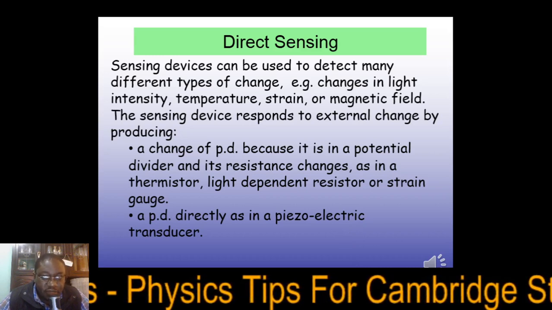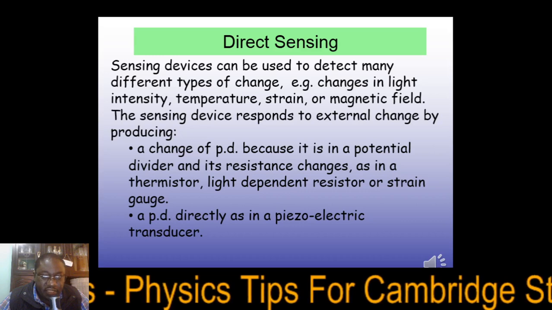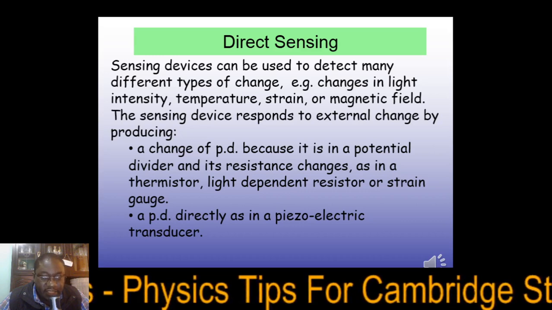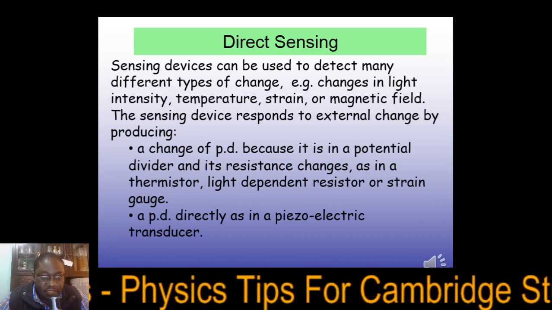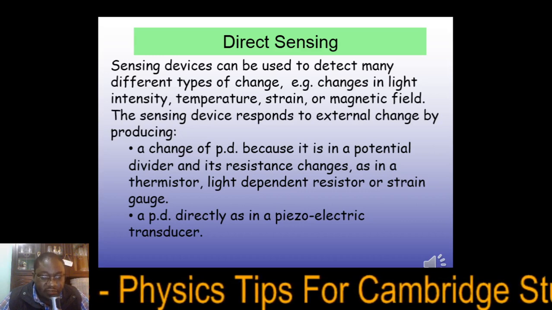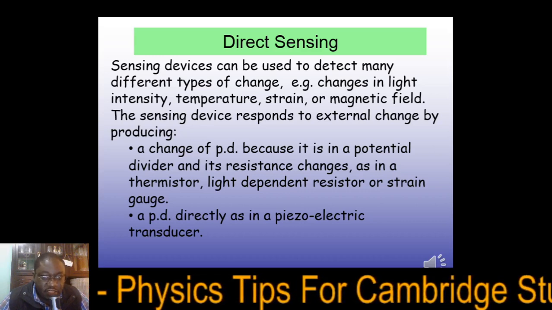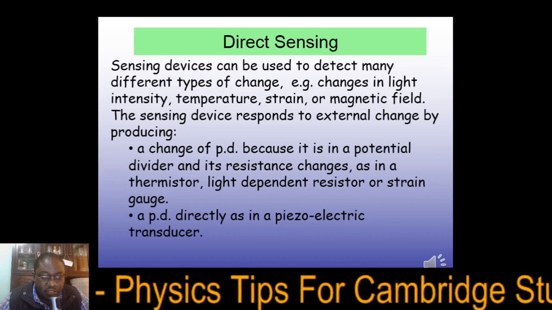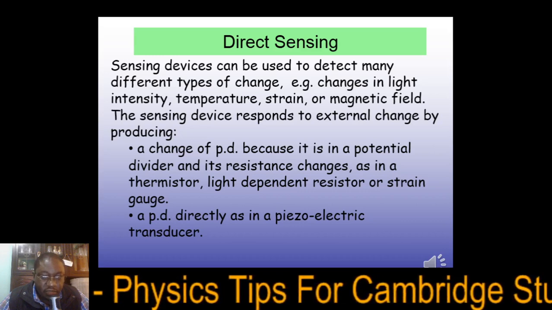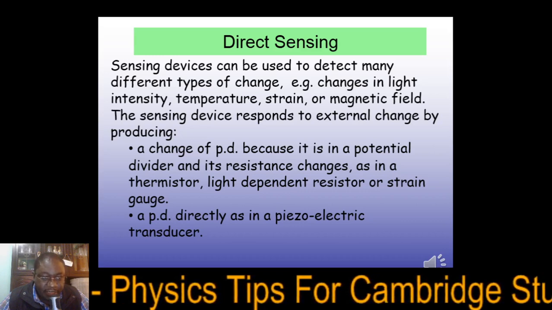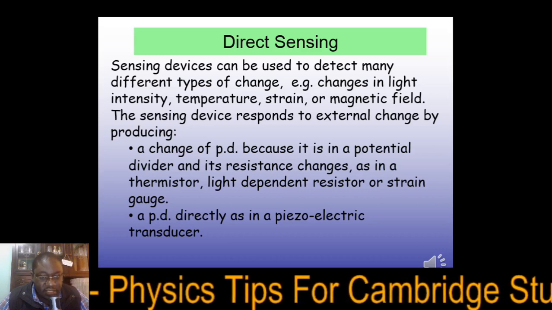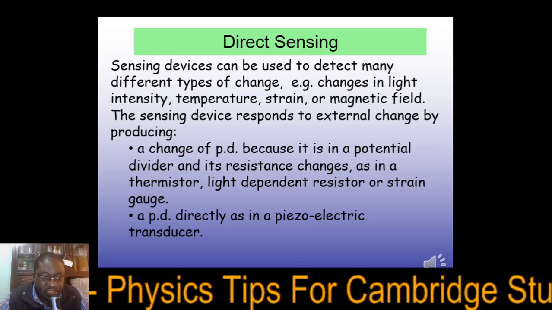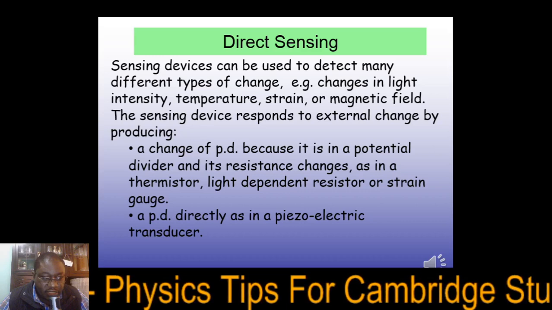Sensing devices can be used to detect many different types of change, e.g. changes in light intensity, temperature, strain, or magnetic field. The sensing device responds to external change by producing a change of PD because it is in a potential divider and its resistance changes, as in a thermistor, light-dependent resistor, or a strain gauge.